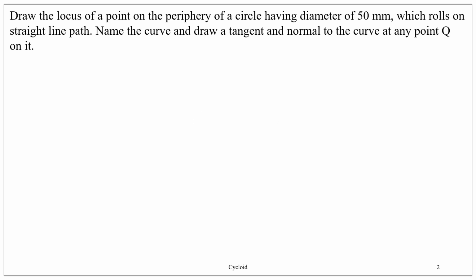Hello, we will learn how to draw a cycloid. The problem statement is given here. Draw the locus of a point on the periphery of a circle having diameter of 50 millimeter, which rolls on straight line path. Name the curve and draw a tangent and normal to the curve at any point Q on it.